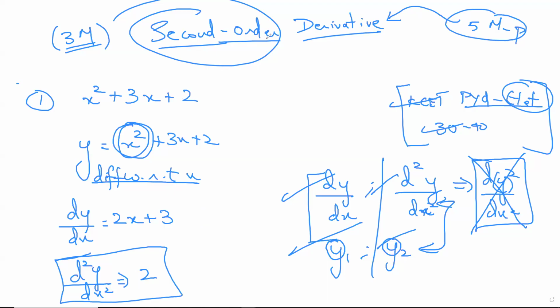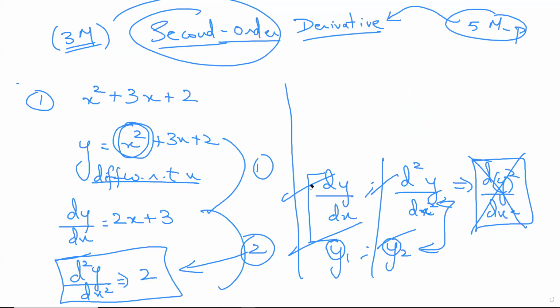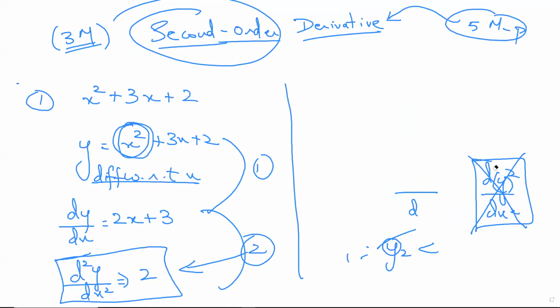So understand, second order derivative in one sentence, the definition is, if the question is there, differentiate the question twice. So step 1, step 2. And this only is your final answer. Getting it? So do not write all this here. I'll take it off. Only copy that.